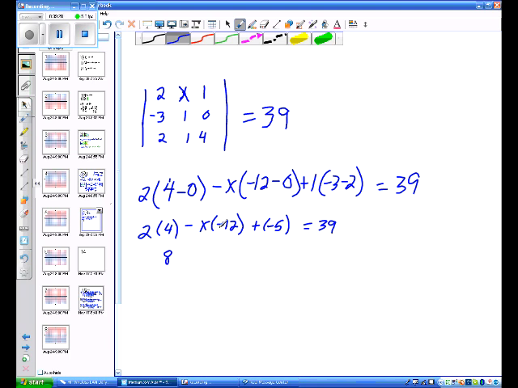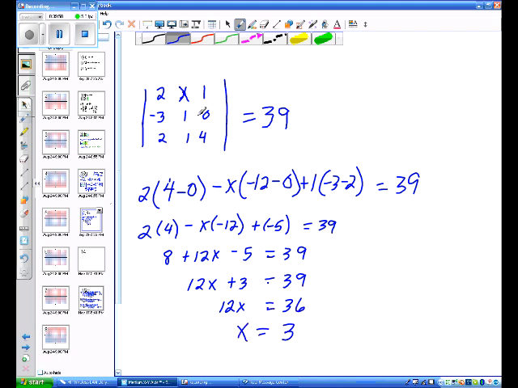Well, working this out, we have 8. And this would end up being plus 12x minus 5 equals 39. We just have an equation to solve. 12x plus 3 equals 39. Subtracting 3, 12x equals 36. So x equals 3.